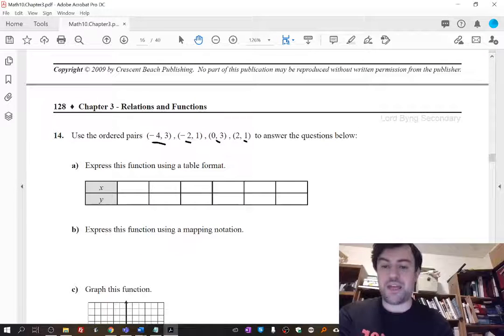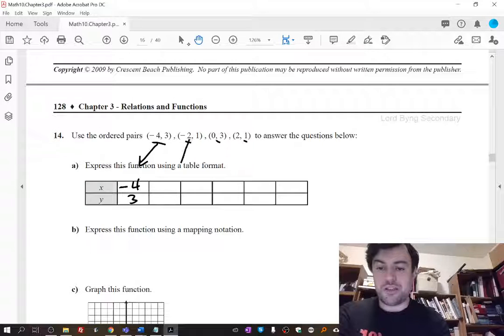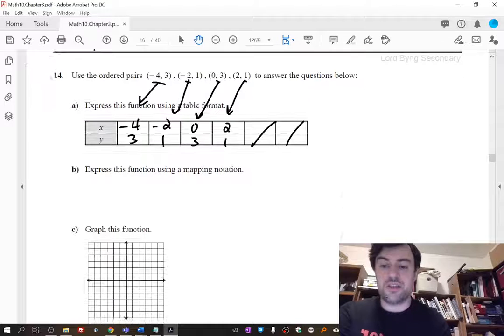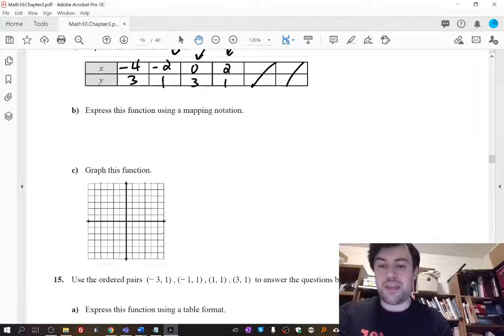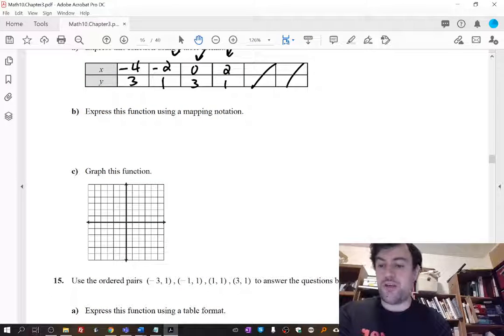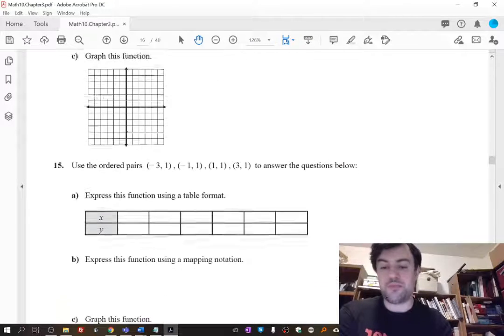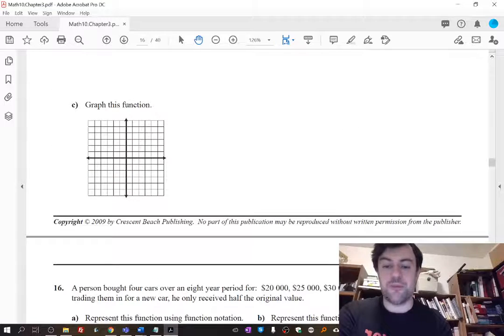Just to be clear about that, the one set of ordered pairs is going to make a column on your table. So negative 4 and 3, for example, would be this one. This one would produce negative 2 and 1. This would produce 0 and 3. And this one produces 2 and 1. And then these ones aren't used. You could draw your map for that. And you can draw your graph for that, just plotting these points. And that's the same thing for question 15 as well.